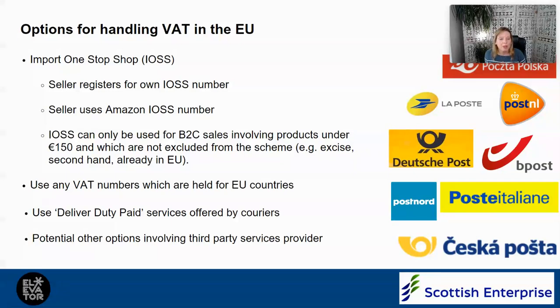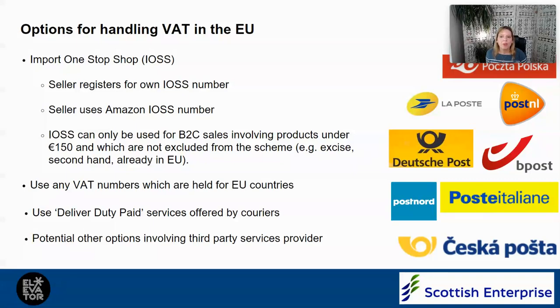So the IOSS scheme can be a bit of a lifesaver for you folks, especially when you're able to use the marketplace IOSS number. But if your products do fall outside the scope of IOSS, then you still have other options. You can continue to use individual EU VAT numbers, but you can also use deliver duty paid services. They weren't really available shortly after Brexit, but they have been evolving nicely over time. So in this case, you simply pay the required VAT and duty to the courier that you've given to deliver your order to your EU customer.